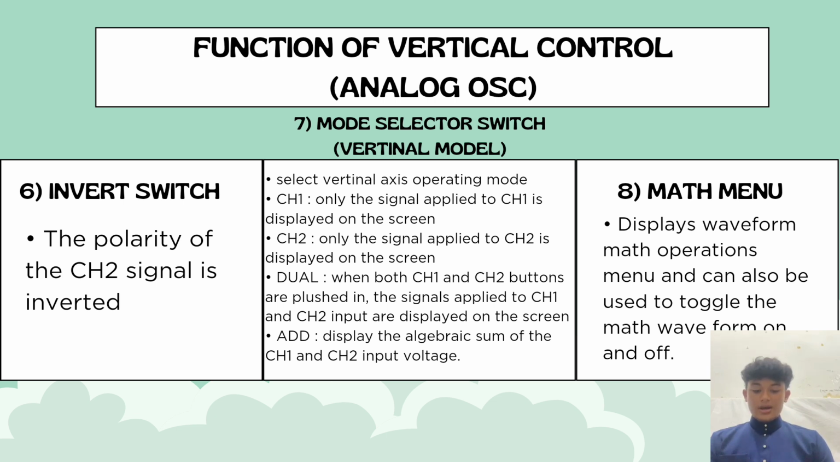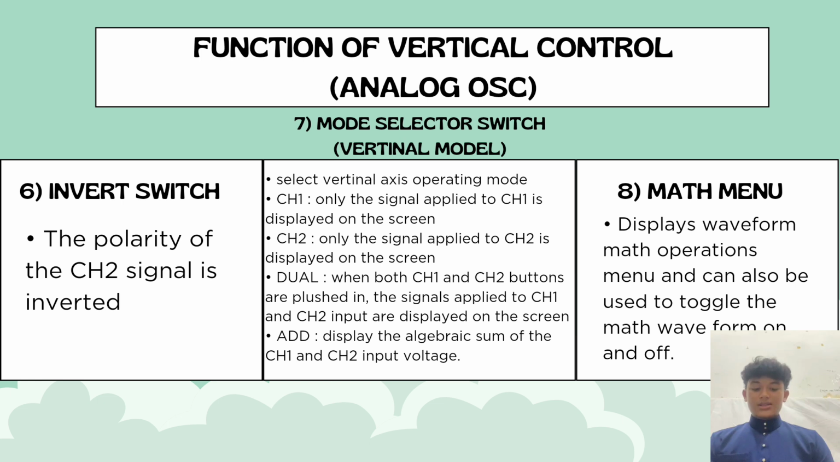CH1, only the signal applied to CH1 is displayed on the screen. CH2, only the signal applied to CH2 is displayed on the screen. Dual, when both CH1 and CH2 buttons are pressed, the signals applied to CH1 and CH2 inputs are displayed on the screen. Add, display the algebraic sum of the CH1 and CH2 input voltage.